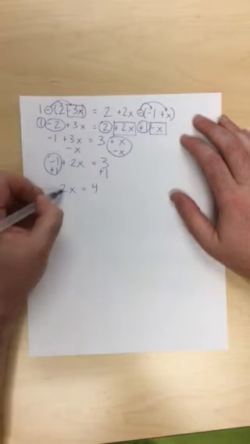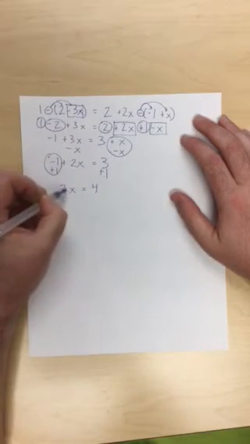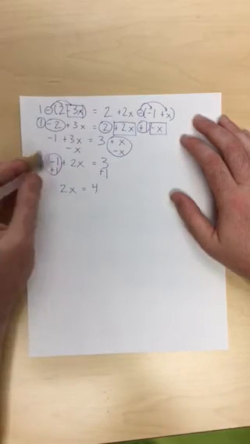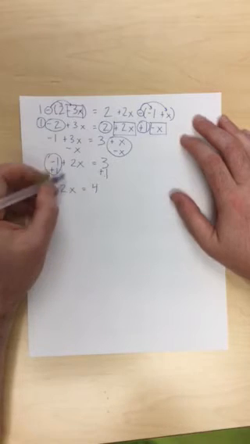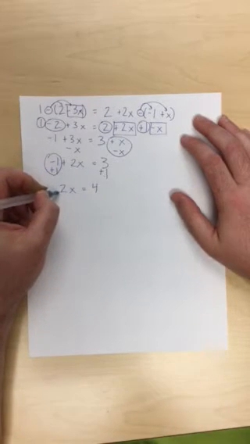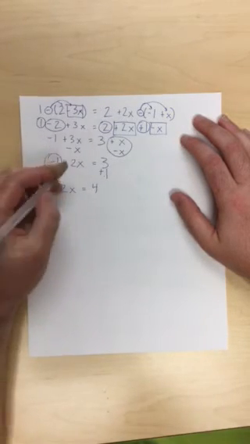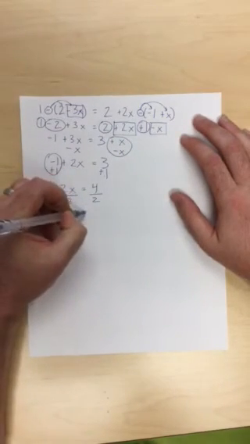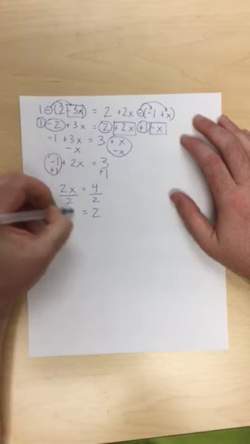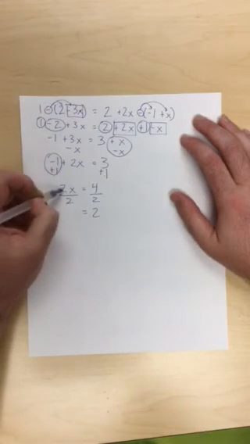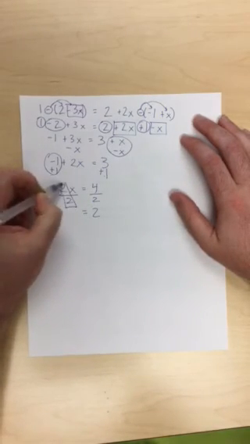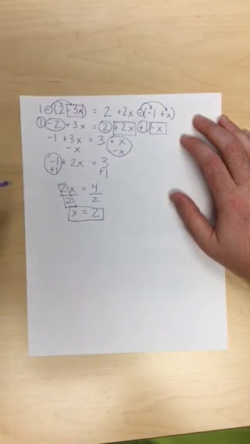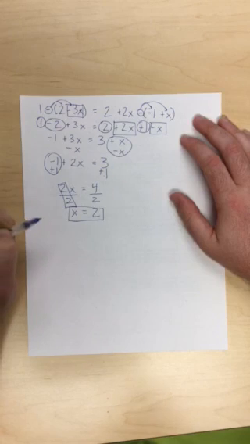Not done yet. This means that there's 2 x tiles equal to 4 unit tiles. Well, we want just one x tile. So the story of x, if x is multiplied by 2, here we want to undo that. Let's divide by 2. We divide by 2 on both sides. 4 divided by 2 is 2, and 2x divided by 2 is just x. Why? 2 divided by 2 is 1. So we get x equals 2. But we're not done. We still need to check it.